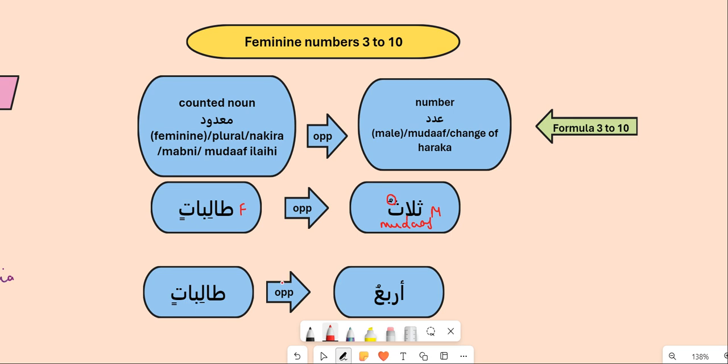And now I have given another number, arba'u talibatin. So this goes till number 10, and the rules follow till number 10. So these are the rules from 3 to 10.